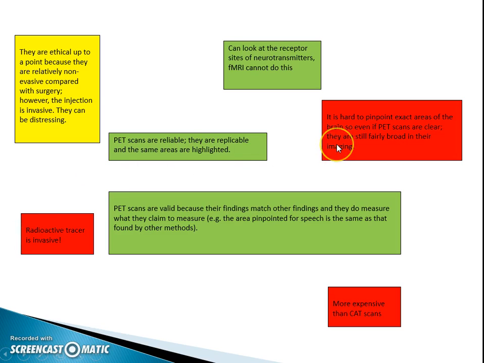It's hard to pinpoint exact areas of the brain with a PET scan, so there's going to be a problem with being that precise. Other areas of the brain might light up because they're also in use at the same period of time. One thing that we can argue is either a strength or a weakness is that they are relatively non-invasive, compared with surgery. So before we had scans, we had to basically cut open people's heads to have a look at their brains. So it's relatively non-invasive compared to that. However, it is still in itself invasive.